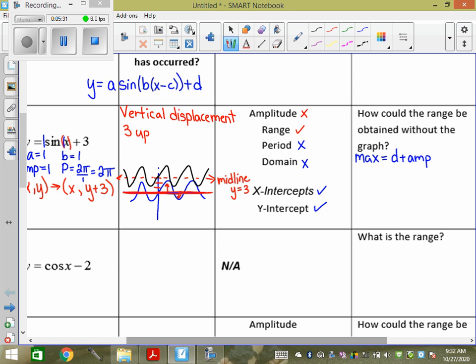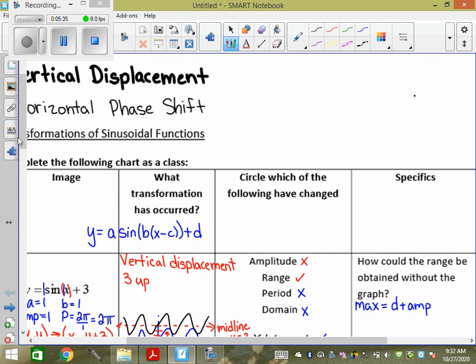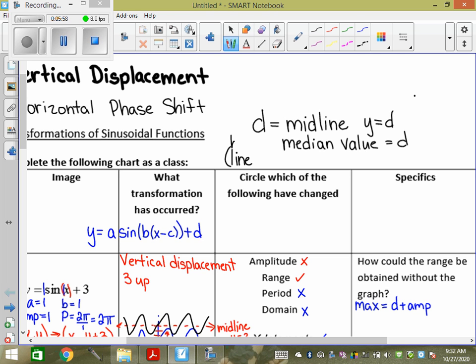Yeah. So the D, you can write this for yourself up here as something to remember. My D equals my midline, or my median value is sometimes what it's called. So the midline is y equals D. The median value would equal D. It's just the line that cuts the graph in half. I should say horizontal. Cuts the graph in half.